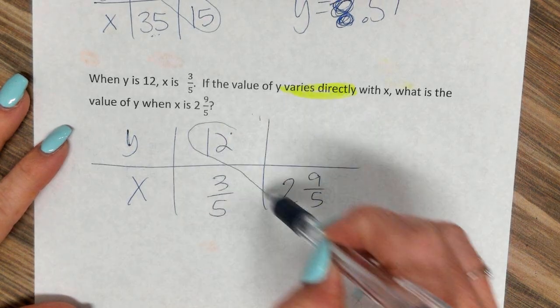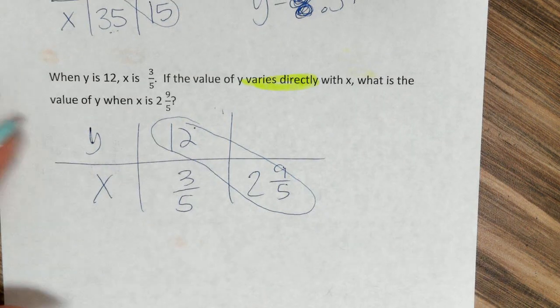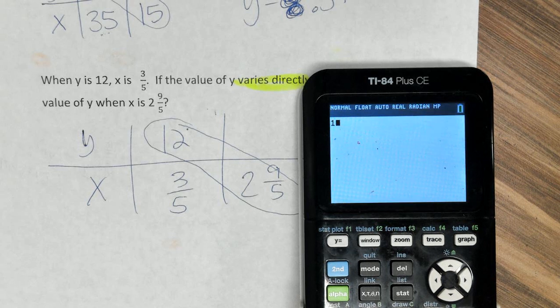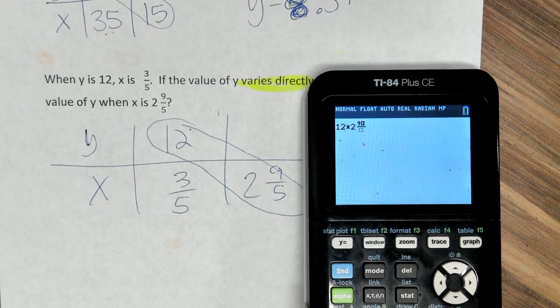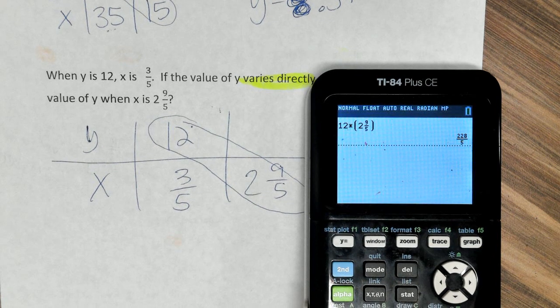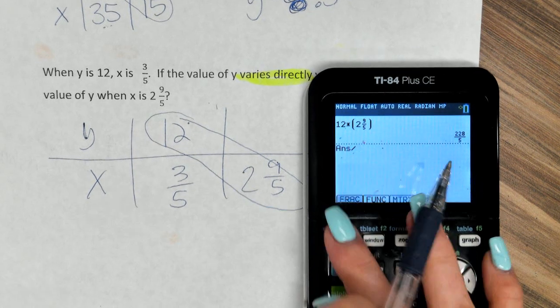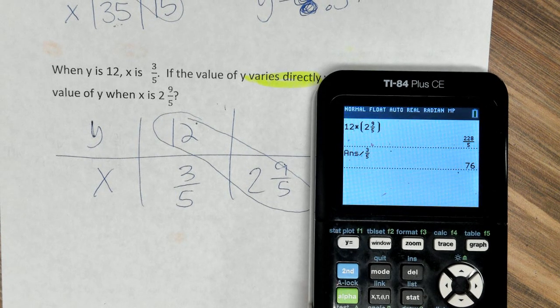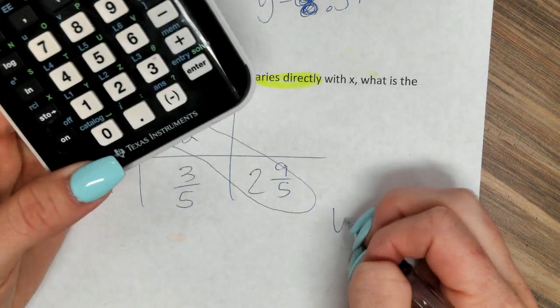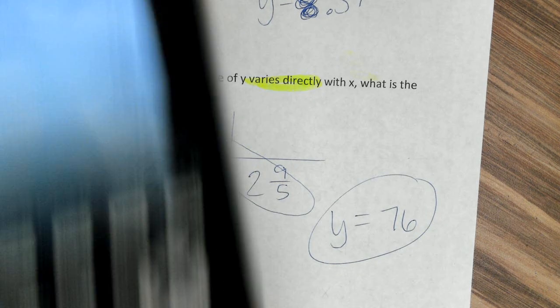Cross multiply, then divide. So I'm going to do 12 times alpha y equals option 2, 2 and 9/5, enter, divided by alpha y equals option 1, 3/5. And my answer is 76. So y would be 76.